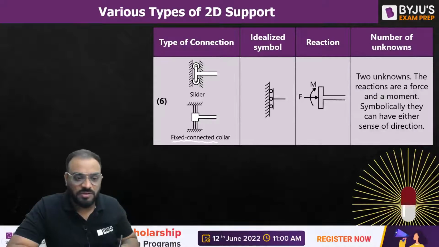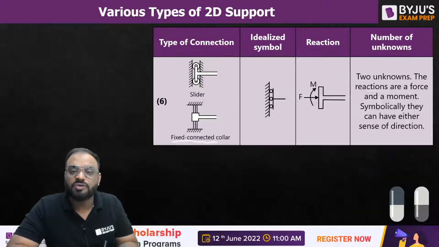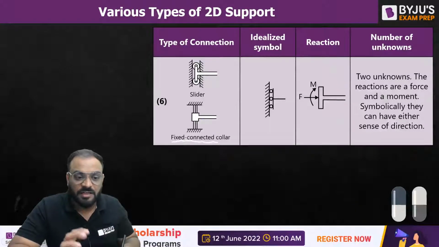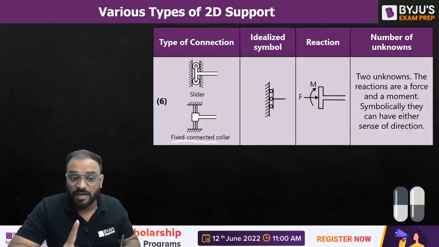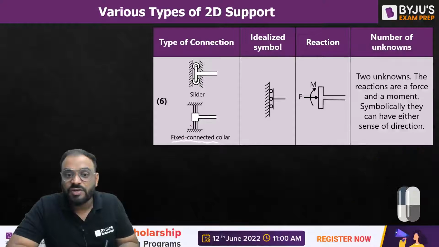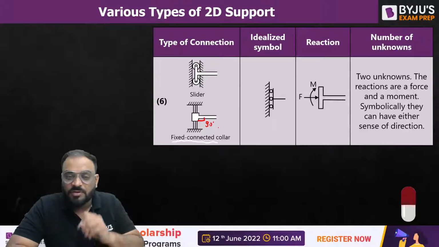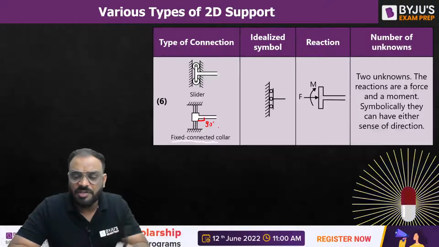Now what is fixed collar support? Basically in this particular case the member and the collar are fixed together, or you can say that the angle between the member and the collar is not changing, right? Due to that reason it is known as fixed collar support. So the angle between the collar and the member is 90 degrees always. So this angle will not change. If it is not changing, then definitely it will have two reactions.